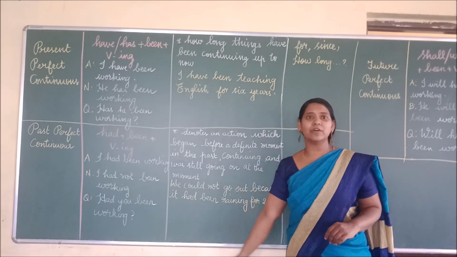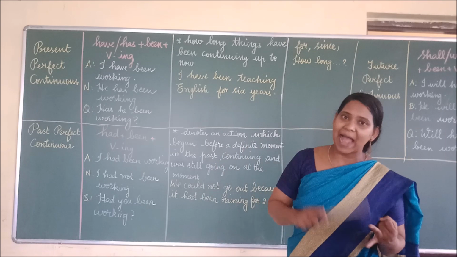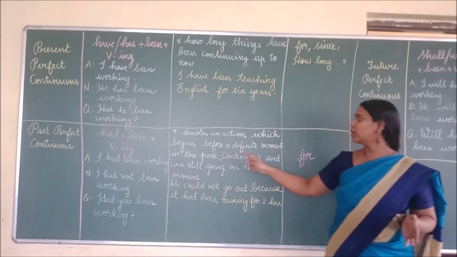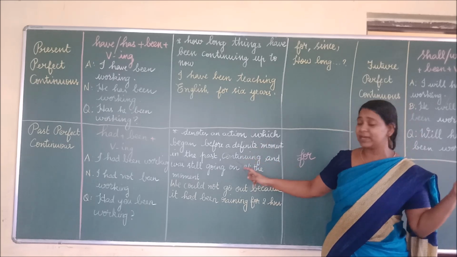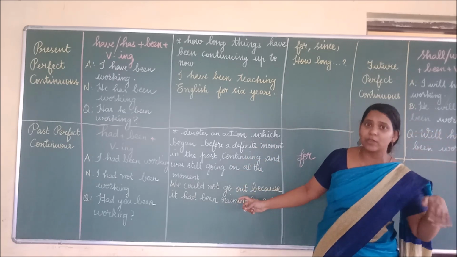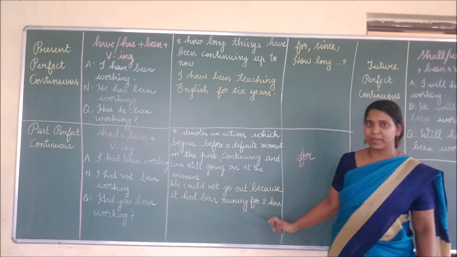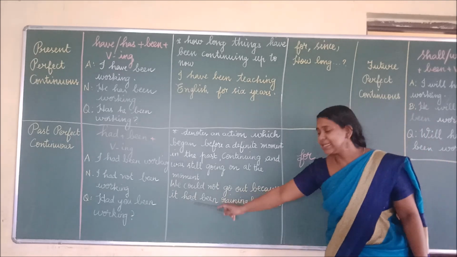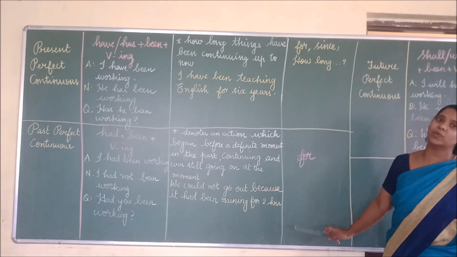And next, past perfect continuous tense: had plus been plus verb ing. To denote an action which began before a definite moment in the past, continuing and was still going on at that moment. Example, we could not go out because it had been raining for 2 hours.